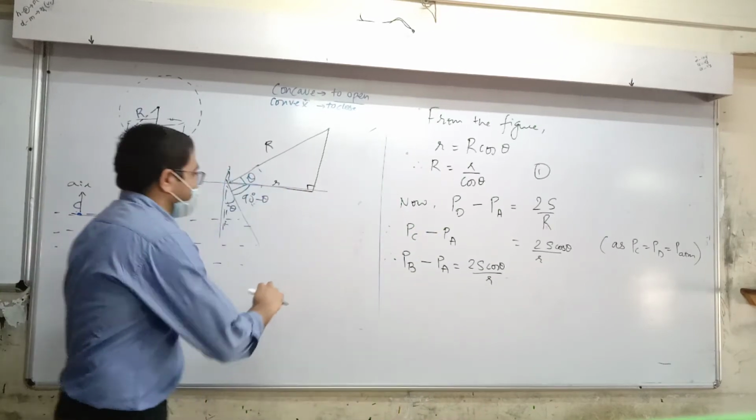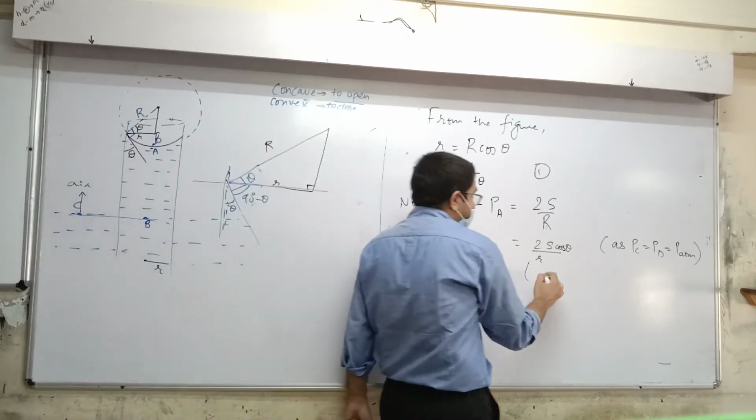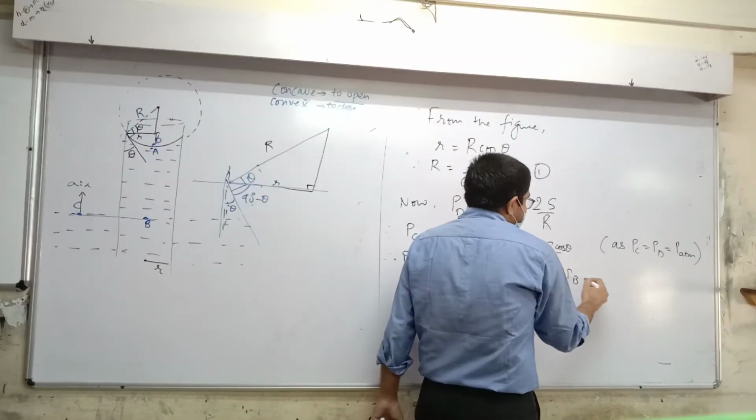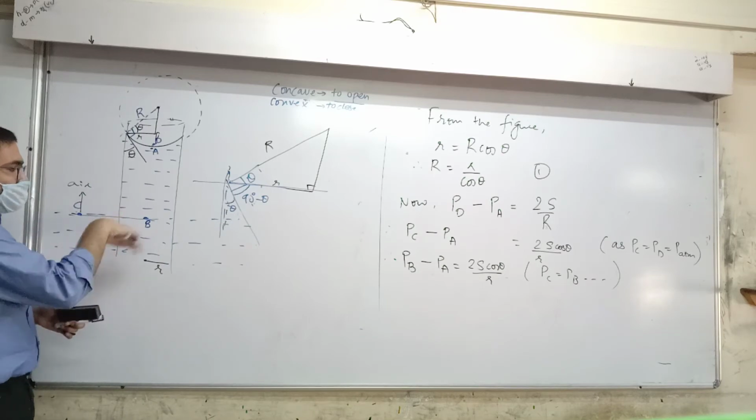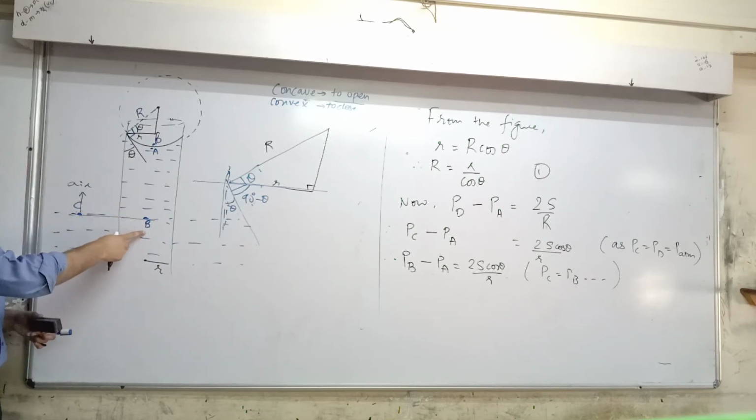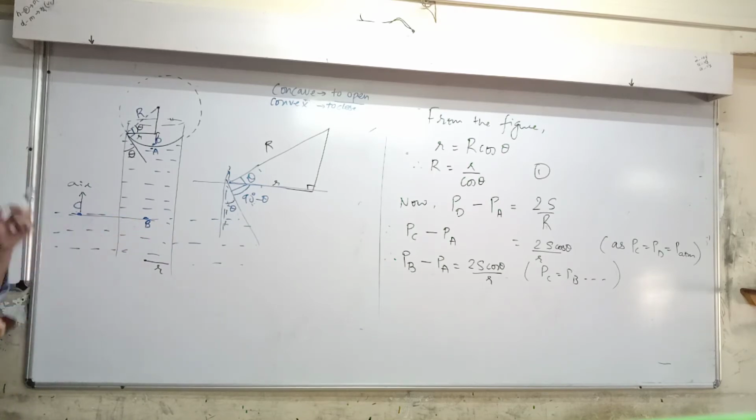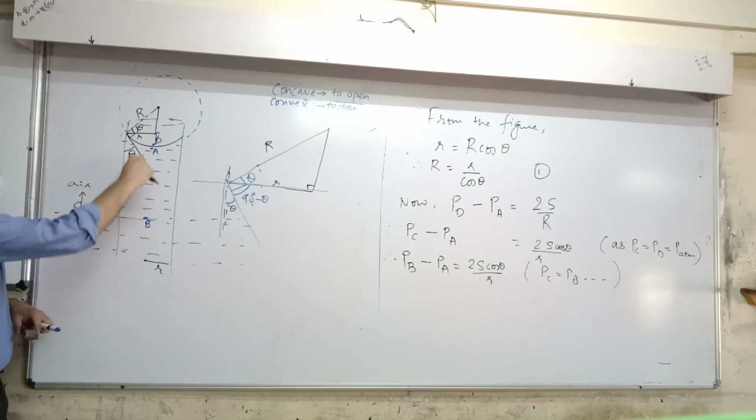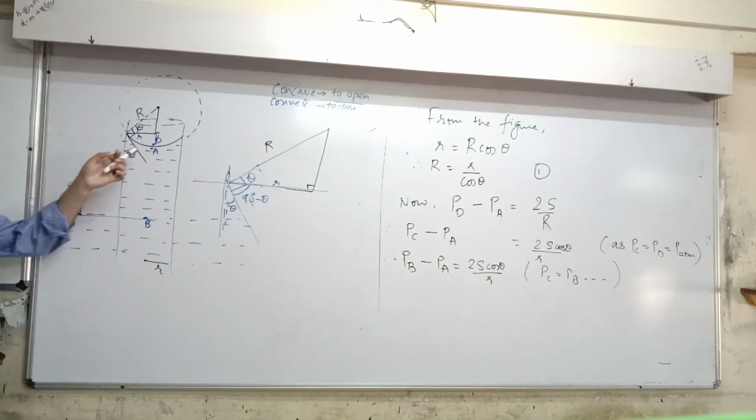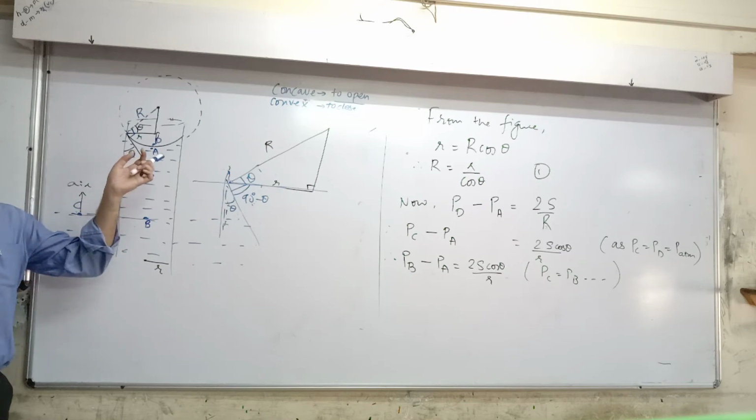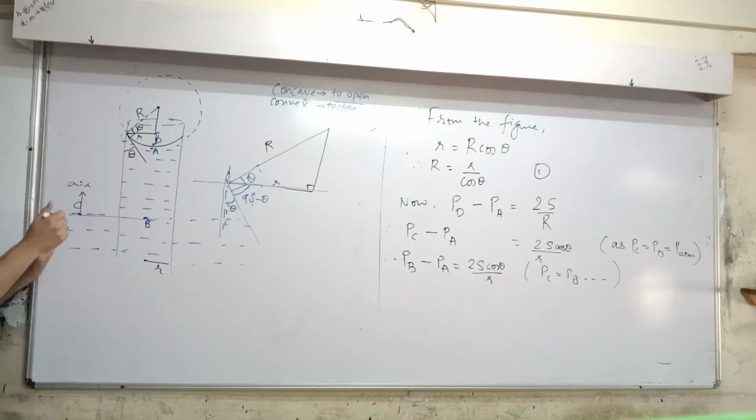Right? Because why is PC equal to PB? Same level. PC equal to PB. Same level, same fluid. Don't forget that. With fluid, whatever it is, water is water. Understood? Now, next step. B and A are in the same fluid, but they are at different levels, different depths. So there is a variation of pressure between them. Let's say this height till here.